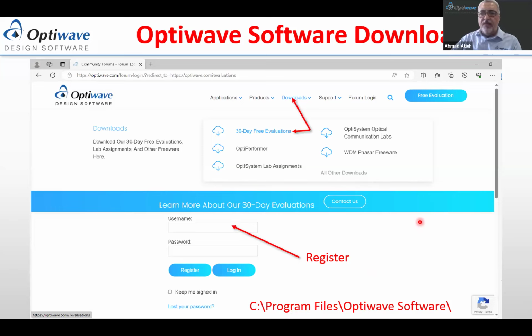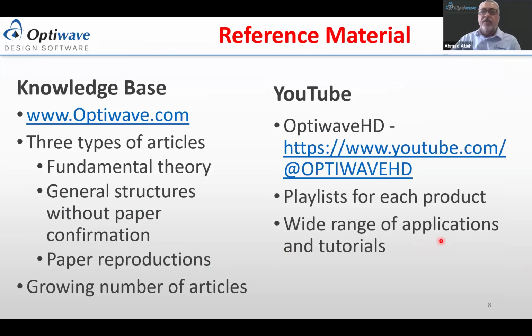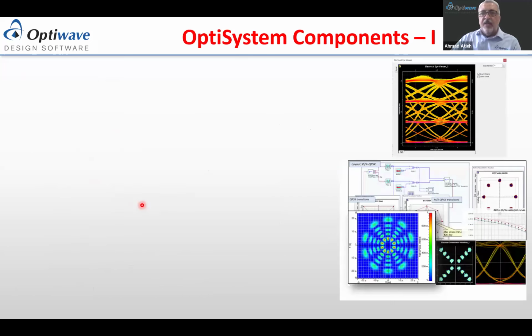Here is just to show you some resources which you can use. One of them is the Optiwave high definition channel on YouTube. There are lots of videos for using the software, and the webinars listed there. So it's a very good resource to look at the different products and different technical information which you can get. There is also on our website a knowledge base page where you can get information about different papers or techniques or technologies and a demonstration of it.